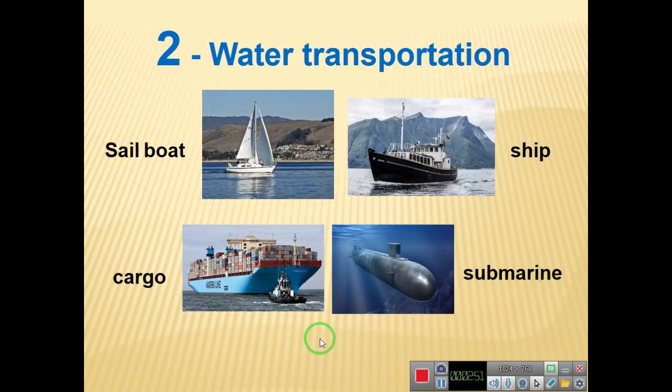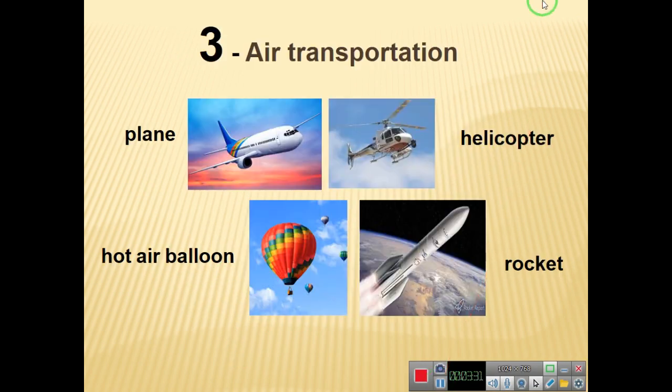Are there any other types of transportation on water? Yes, of course, but these are only some examples. Let's go on. The third type is air transportation. If you want to travel in the air, these are some examples of the things or the types that can help us. For example, a plane.